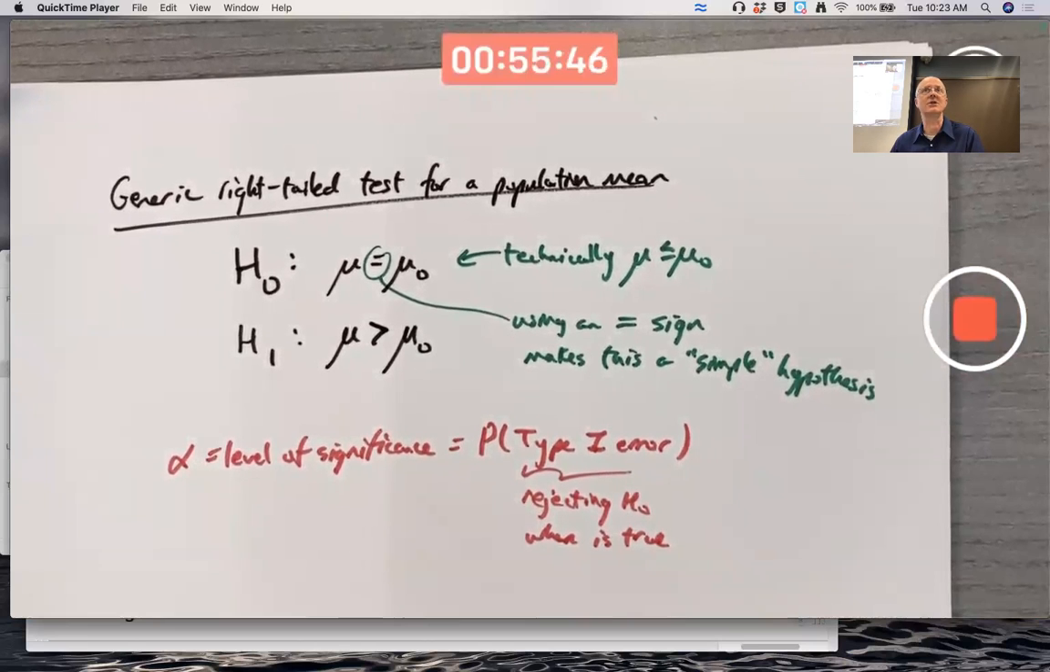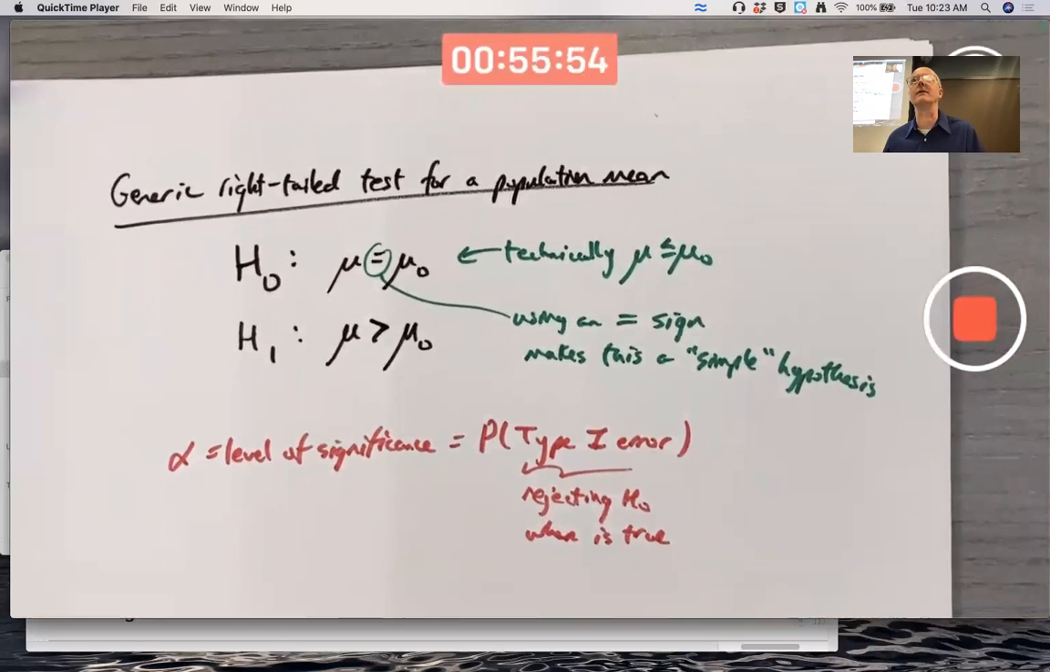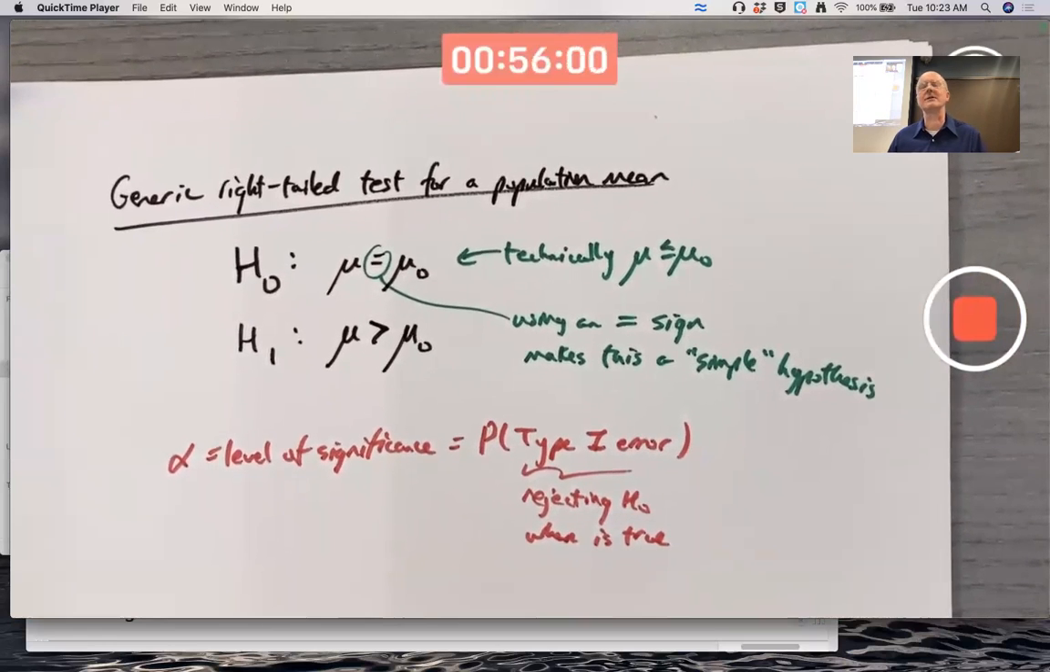Of course, in many situations, you don't really know for sure whether the null is true. That's why you're doing the test. But even after you're done with the test, you still don't know for sure whether the null is true. You just have evidence against it. You have strength of evidence against it. Is it strong evidence or not so strong?